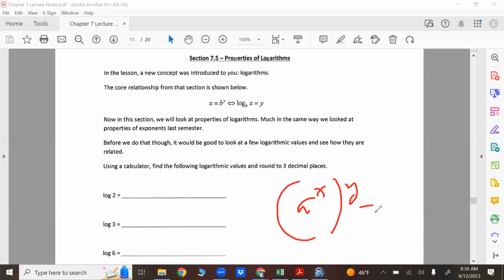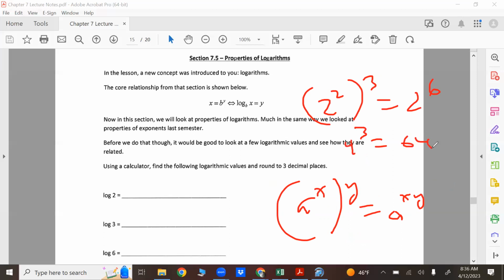And then lastly, this one is a common one as well. If you see this, what would you do? You multiply them, right? Again, you don't have to write stuff down. It's just old school review. You multiply, because if you have 2 squared then cubed, that's 2 to the 6th power. That makes sense, because 4 cubed is 64. 2, 4, 8, 16, 32, 64. So these properties are going to be very, very similar to the properties of logs.